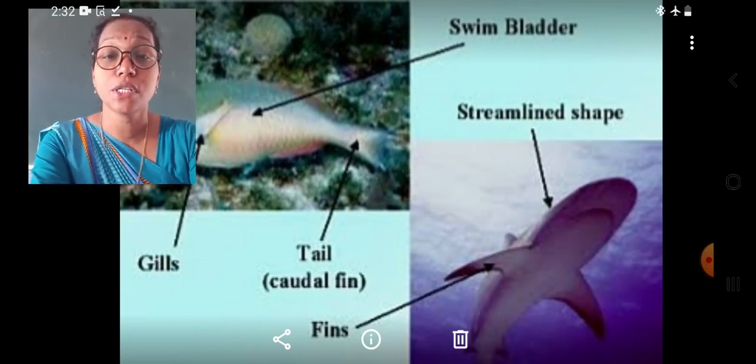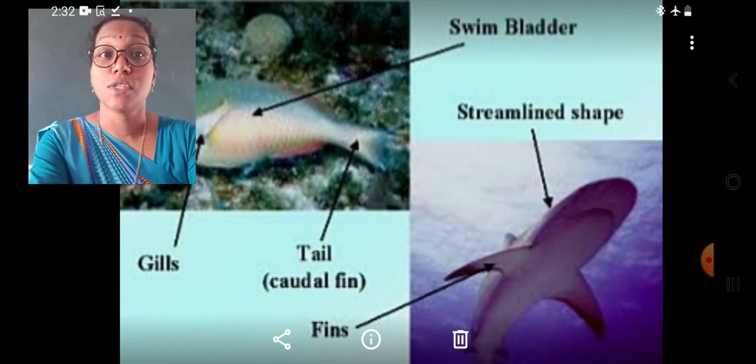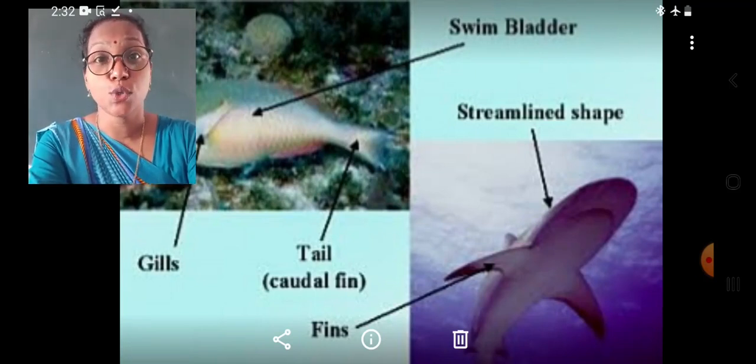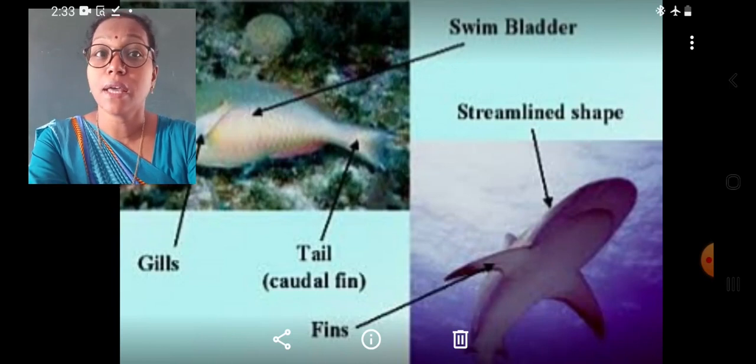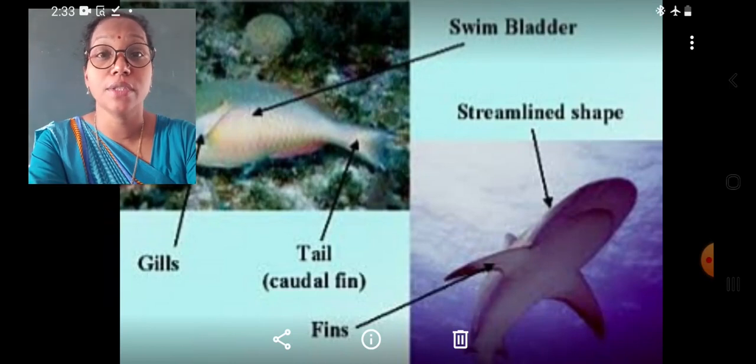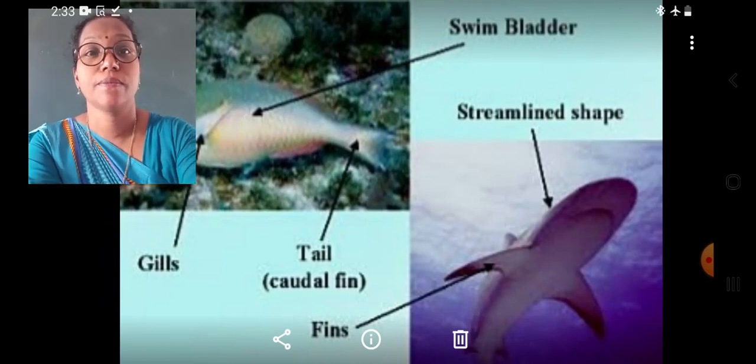The adaptations of fish are the streamlined body, the presence of gills to receive dissolved oxygen present in the water, the tail to help change direction, the body covered with scales, the limbs converted into fins, and the presence of a membrane on their eyes.